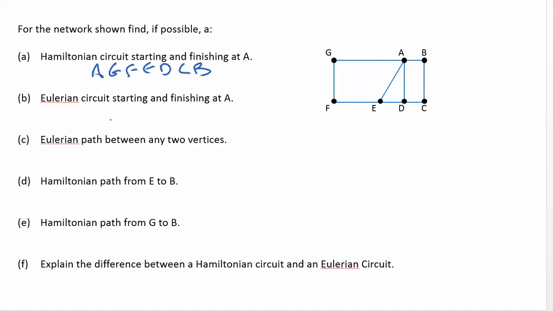Now, we can't do a Hamiltonian circuit for B because E is degree 3, as is D. All the other ones are of an even degree, so it is possible to perform a Hamiltonian path.